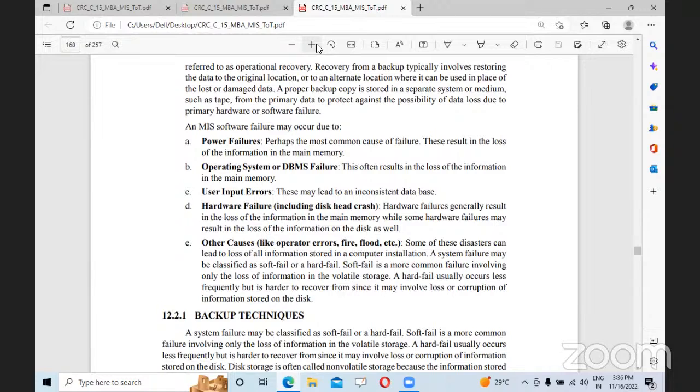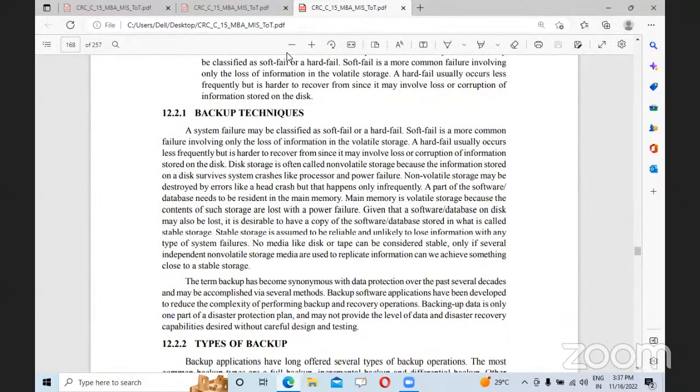An MIS software failure may occur due to power failures, operating system or input errors, hardware failure or other causes. Next point is backup techniques. What are these backup techniques? Very important, and your project will be totally done by these backup techniques in fourth semester.